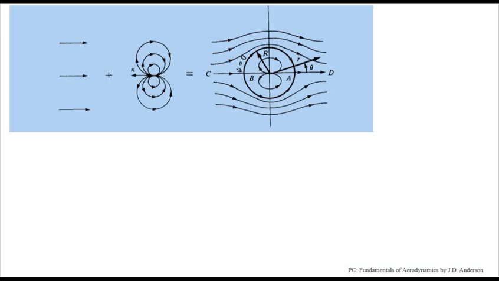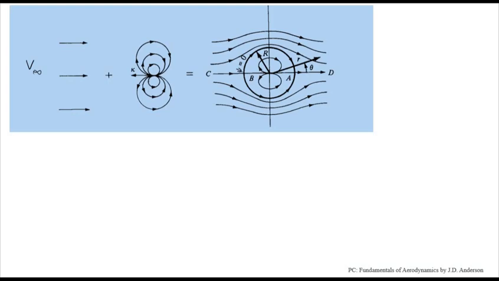So for non-lifting flow over a cylinder, what we are going to do over here is add a uniform flow with velocity V infinity, and a doublet of strength kappa. Now as you can see, the direction of the doublet is upstream, which is facing into the uniform flow.